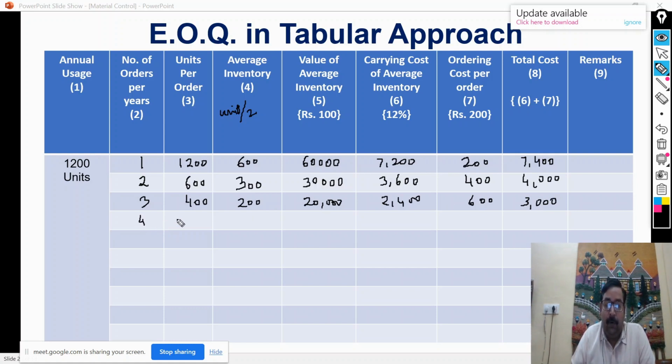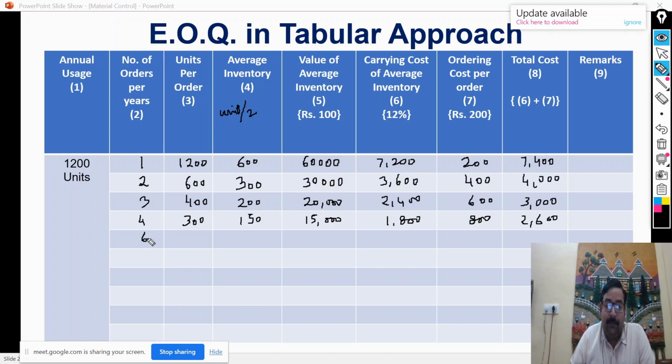In the case of 4 orders, this is 300, and this is 150, and this is 15,000, and 12% of 15,000 is 1,800, and for 4 orders at 200 per order, that is 800, so the total is 2,600.